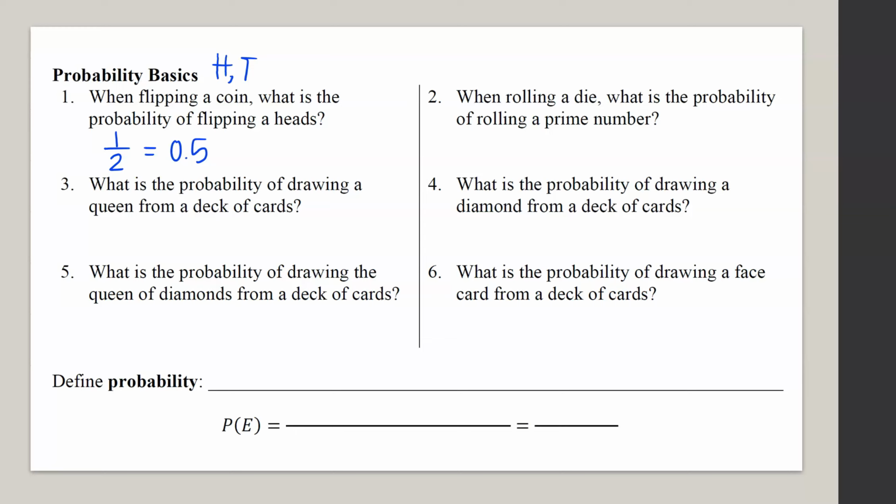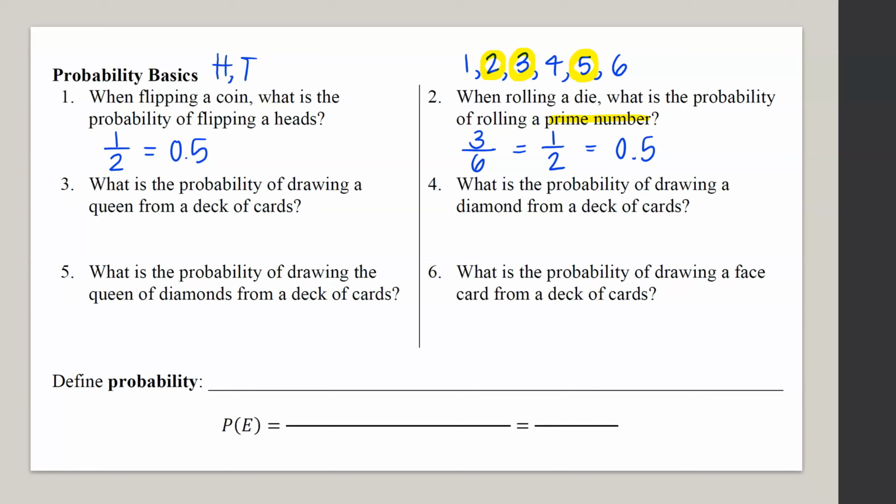Number 2, when rolling a die, what is the probability of rolling a prime number? Well, when you roll a die, you can roll a 1, 2, 3, 4, 5, or 6. Of the 6 total numbers that you have, the prime numbers are 2, 3, and 5. So 3 out of the 6 numbers could potentially be prime, which reduces to 1/2. You could also write it as a decimal, 0.5.